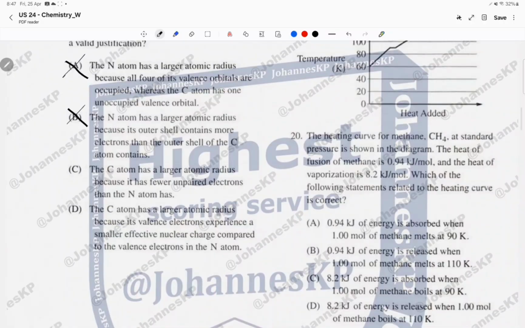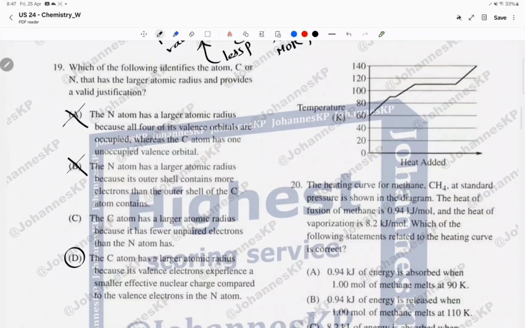Yep, it's going to be choice D. 20. Here we have the heating curve. The heat of fusion, which is the change from solid to liquid, is this point here, which is sitting at 0.94. Heat of vaporization is the longer line from liquid to gas, sitting at 8.2.